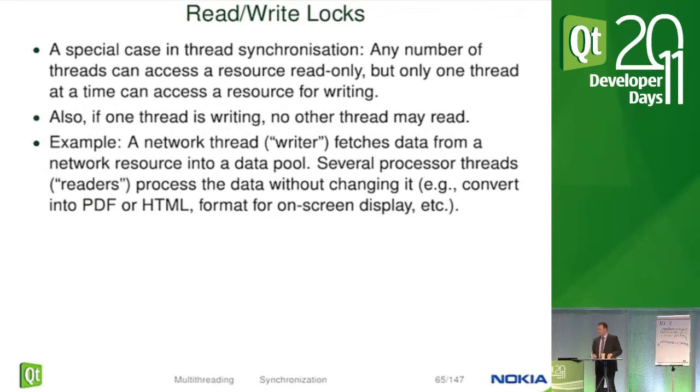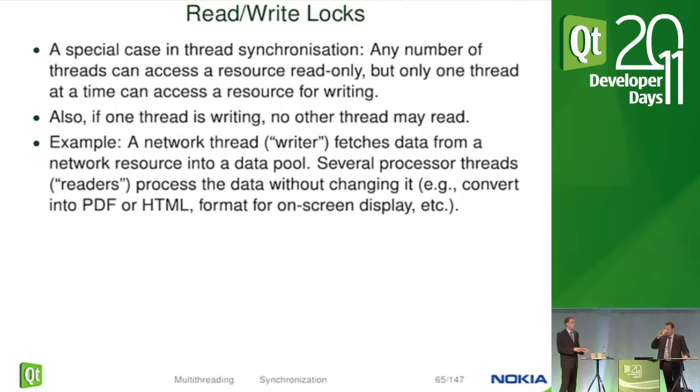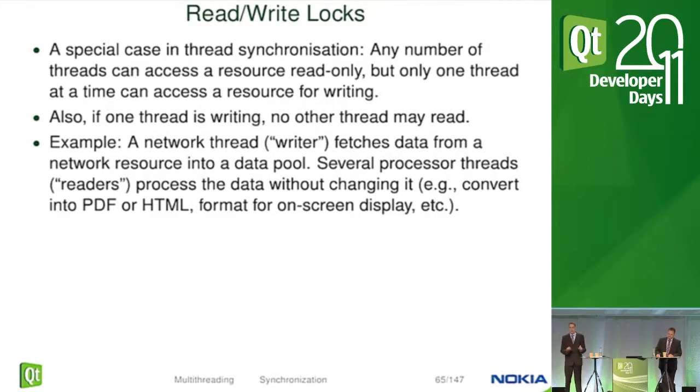Okay, read-write locks. Right. So what we've seen in mutex, that's a complete exclusive lock. So only one thread at a time can access the data structure you protect with it. But quite often you have data structures that are safe to read, for example, by being read simultaneously by multiple threads.